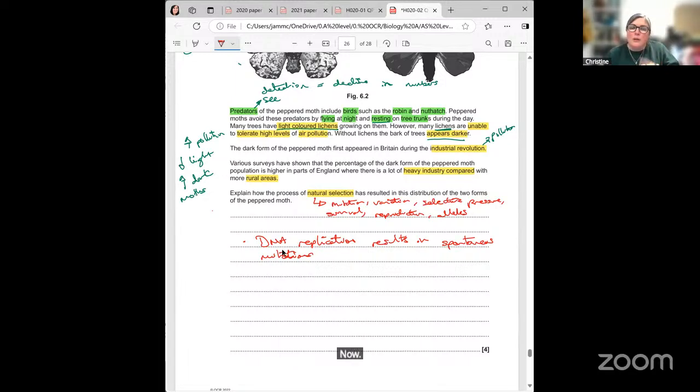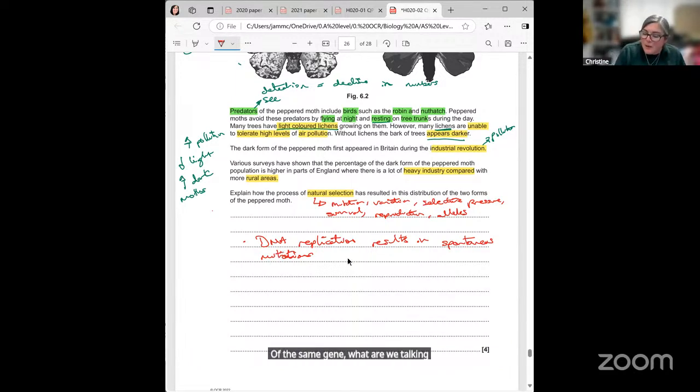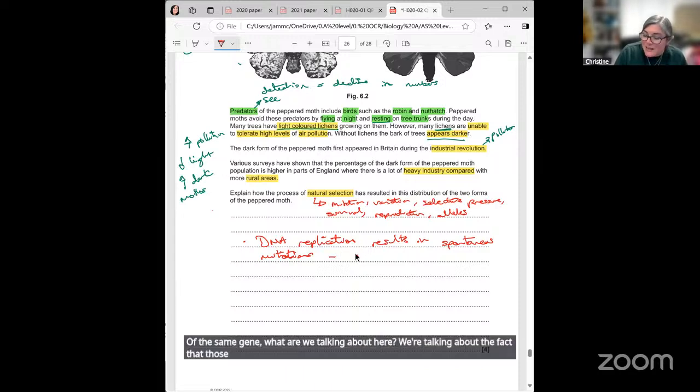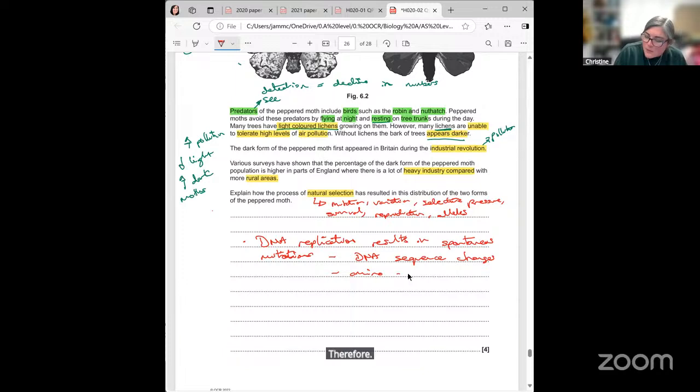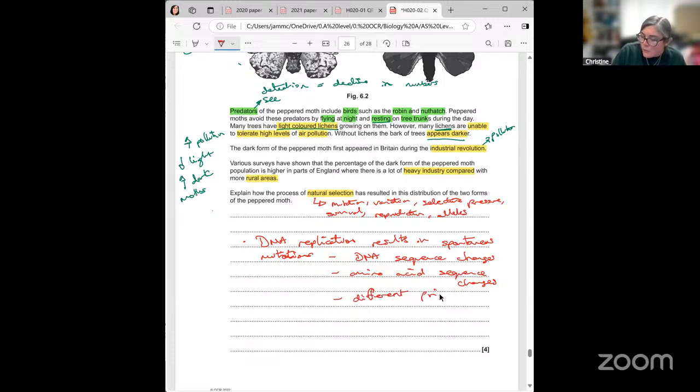Now, again, those of you who are year 13, you need to think about this in the fact that if you have got genetic variation, these random mutations, the different alleles, different versions of the same gene, what are we talking about here? We're talking about the fact that those mutations, so the DNA sequence changes, therefore the amino acid sequence changes, and that therefore could result in a different primary structure and a different tertiary structure.